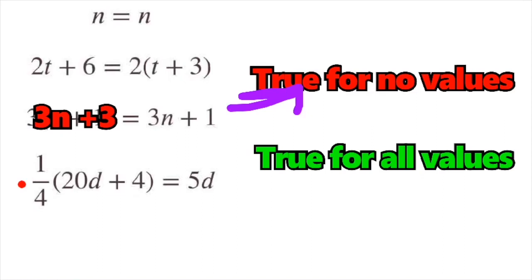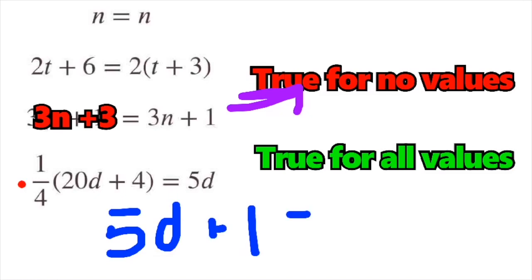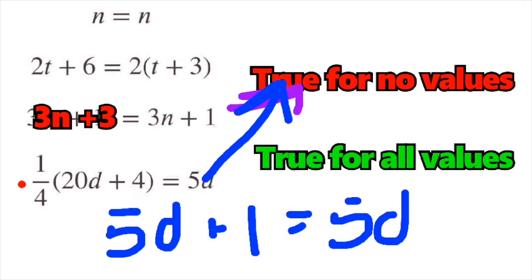All right, now I have 1/4 times the quantity 20d plus 4 equals 5d. When I distribute that 1/4 inside of my parentheses, 1/4 times 20 is going to be equal to 5. So 5d plus 1/4 times 4 is going to be equal to 1. Is 5d plus 1 the same as 5d? Yeah, definitely not. So it's going to be true for no values.